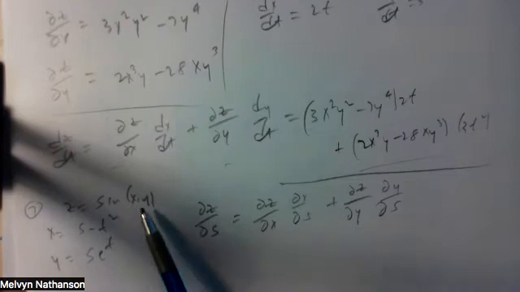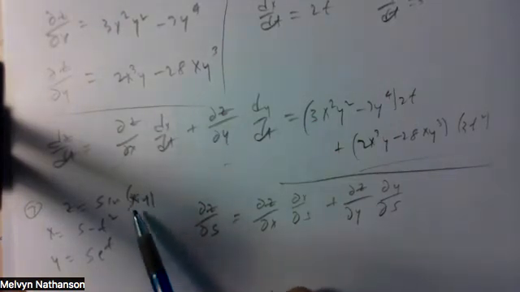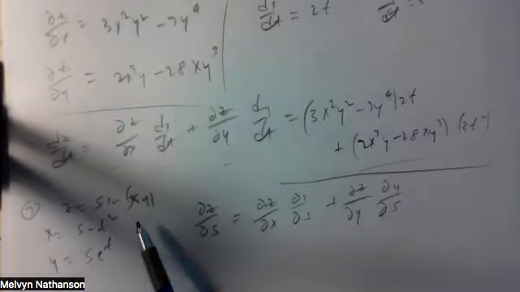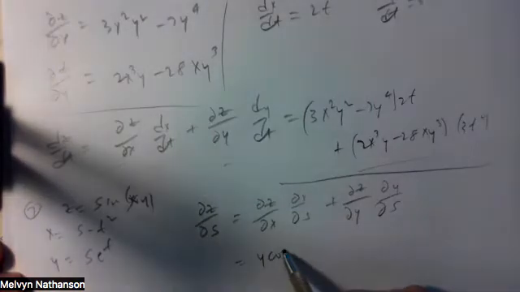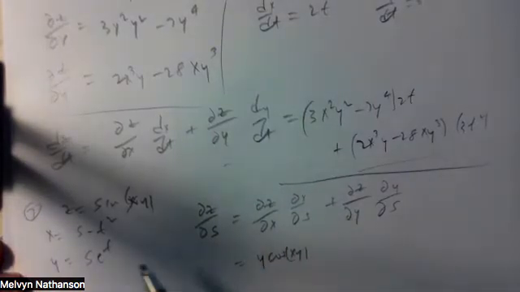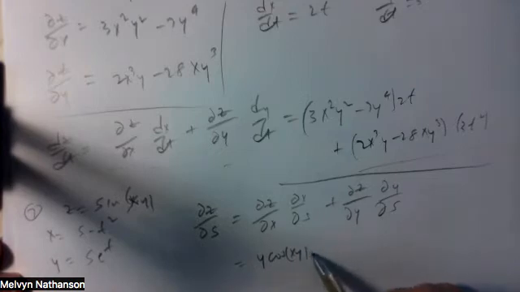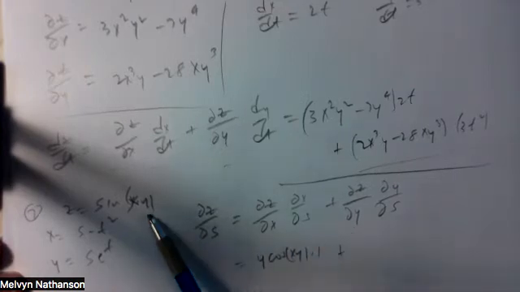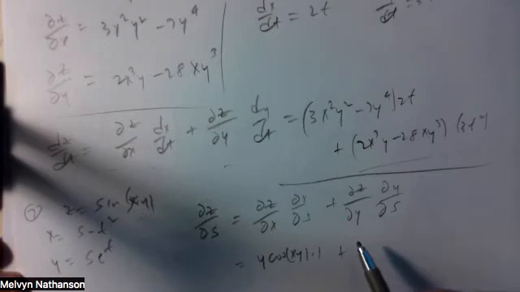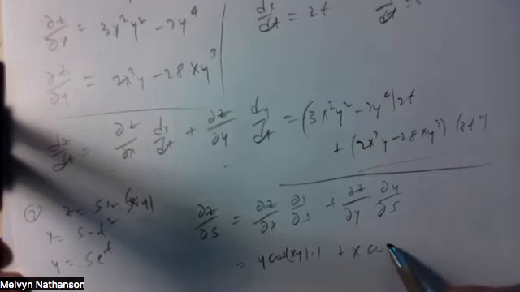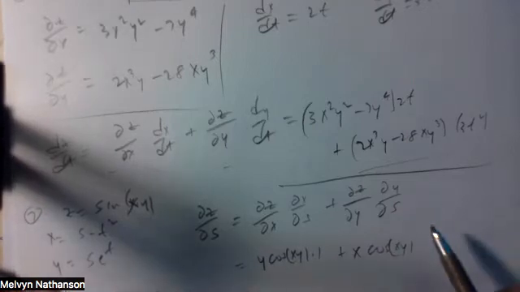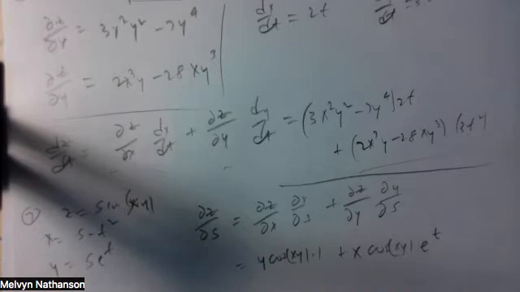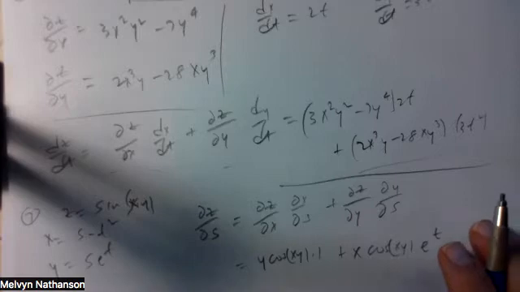So the partial of z with respect to x, if you differentiate sine xy with respect to x, you get y cosine of xy, and partial of x with respect to s is 1. Partial of z with respect to y is x cosine of xy. Partial of y with respect to s is e to the t. So that's the answer.